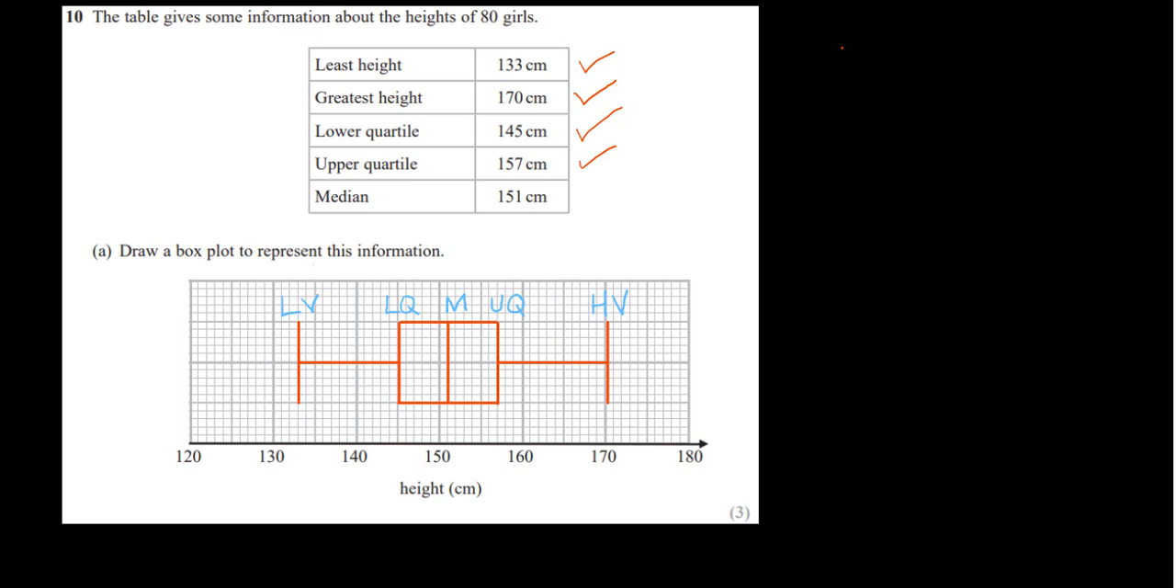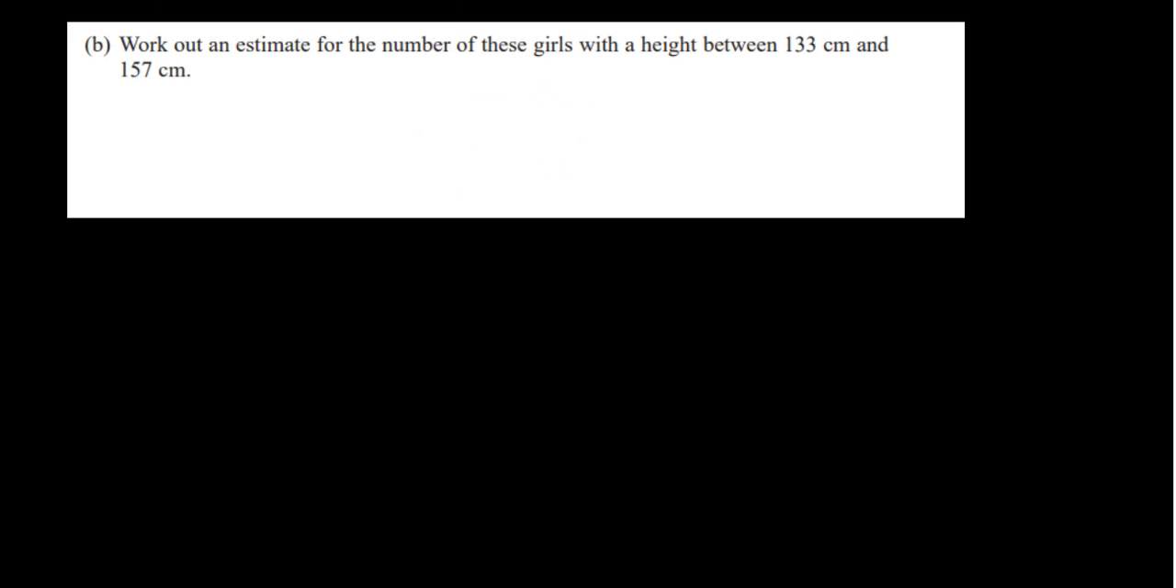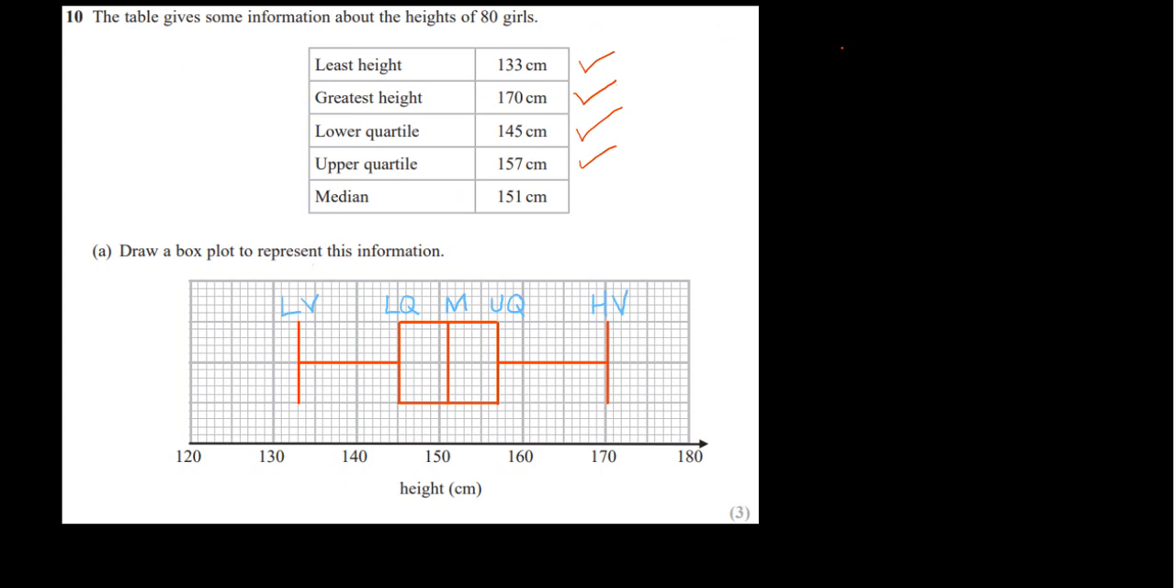Alright, let's move on to the next question. It says, 10 part B, work out an estimate for the number of these girls with a height between 133 centimeters and 157 centimeters. So let's go back to our diagram, and we're looking for people with a height between 133 centimeters and 157. That's 157. So we're looking for people in this kind of region.